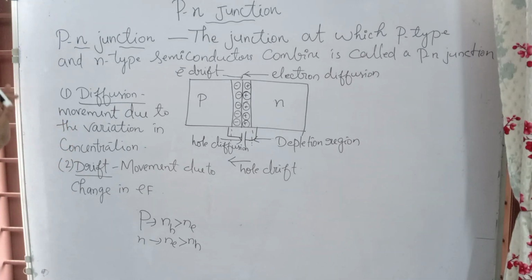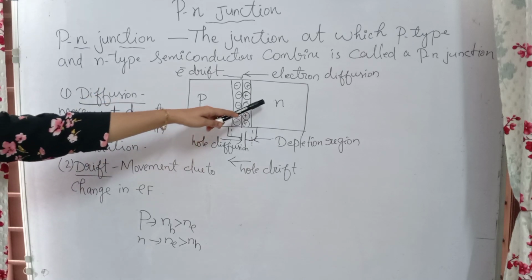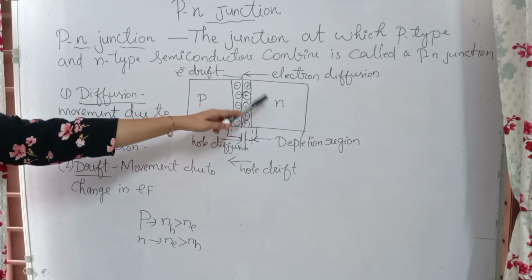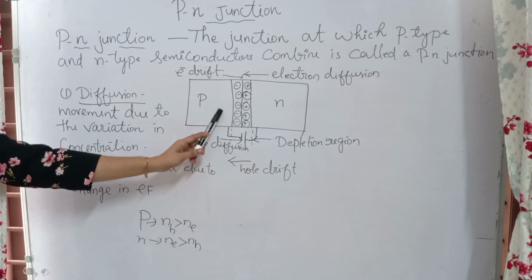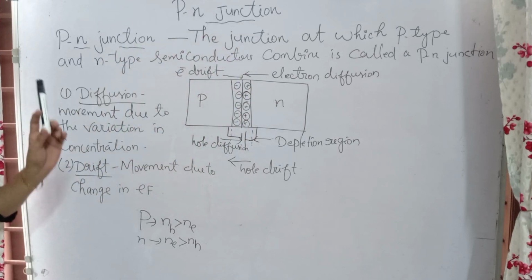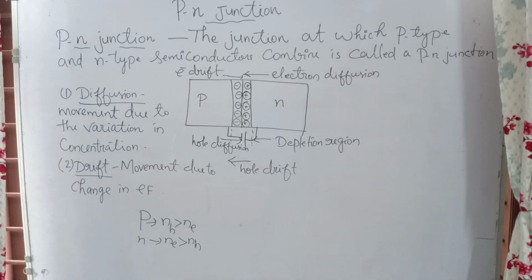Diffusion means movement due to the variation in concentration. So here from the n side, what will happen? The electrons will be moving to the p side, and in the p side the holes will be moving to the n side. So that is called diffusion. And drift is movement due to change in electric field.